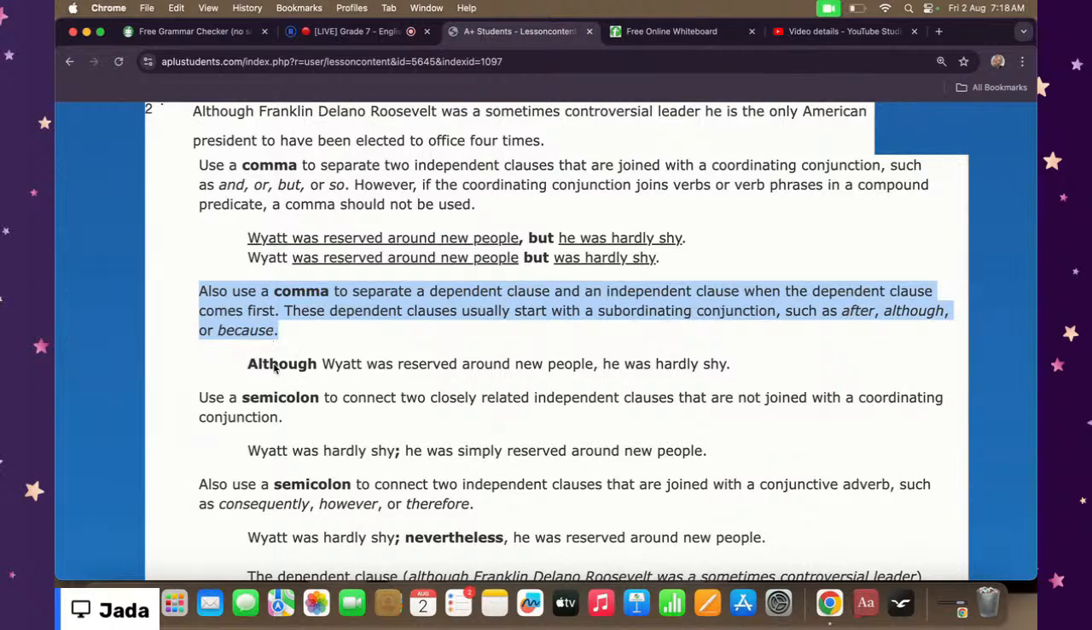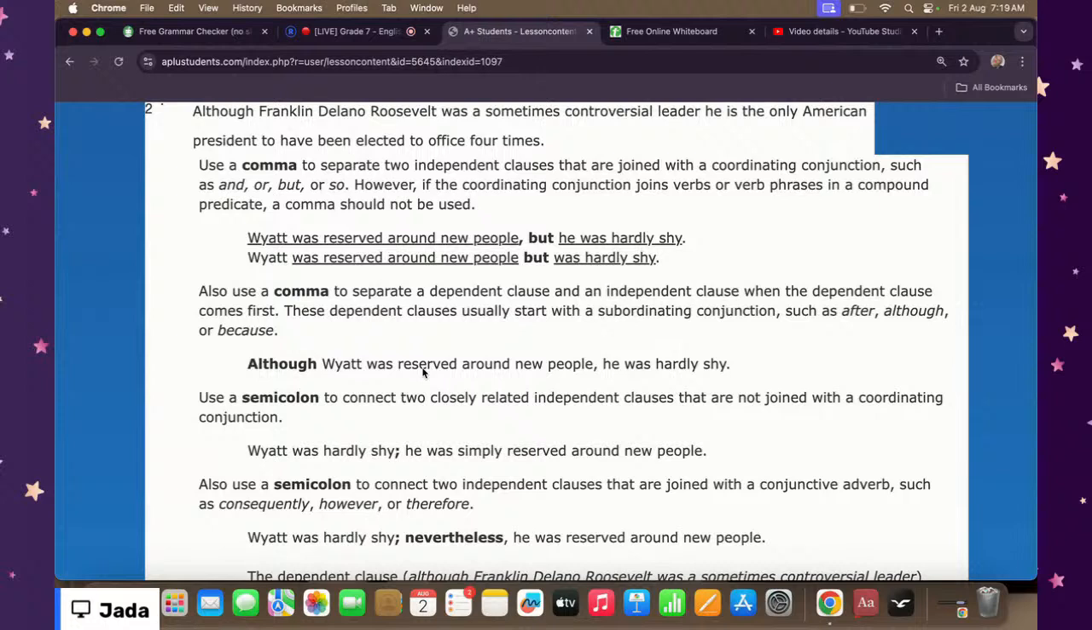Just like here, we have: although he was reserved around new people, he was hardly shy. Although started the sentence, telling us that it is a dependent clause starting the sentence. So we have to add a comma to separate the dependent clause from the independent clause.